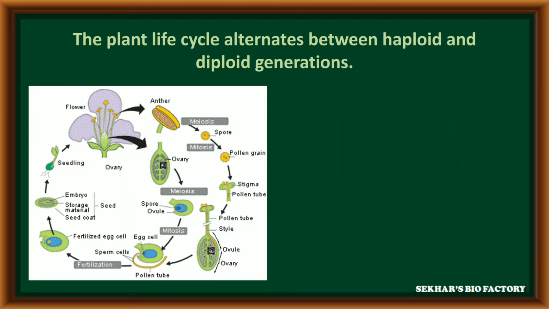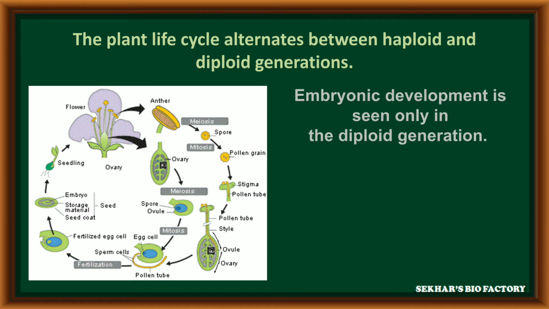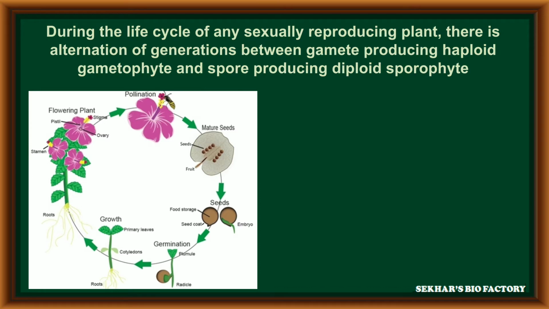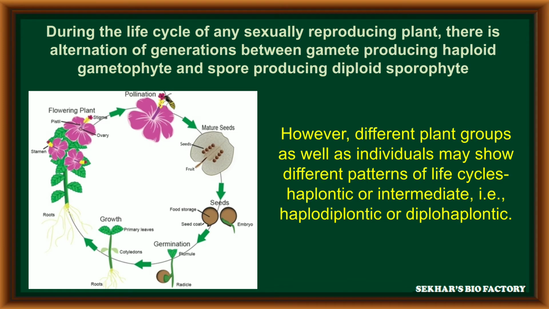The plant life cycle generally alternates between haploid and diploid generations. Embryo development is seen only in the diploid sporophytic generation. At the same time, this embryo is produced by the fusion of male and female gametes from the haploid generation. In the life cycle of any sexually reproducing plant, there is an alternation between the gamete-producing haploid gametophyte and the spore-producing diploid sporophyte. However, different plant groups as well as individuals may show different patterns of life cycle, haplontic, intermediate, Haplo-Diplontic or Diplo-Haplontic, depending upon their nature.